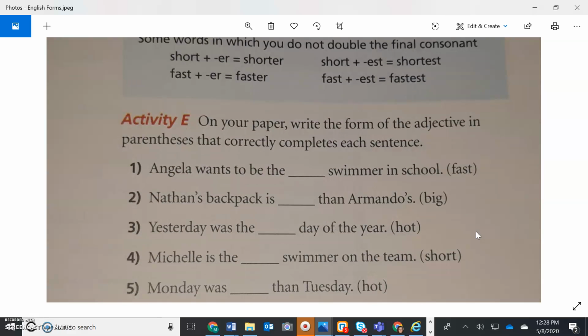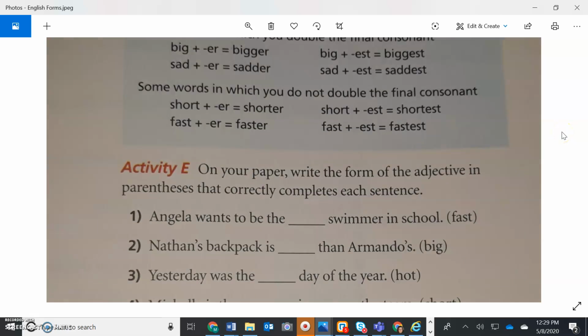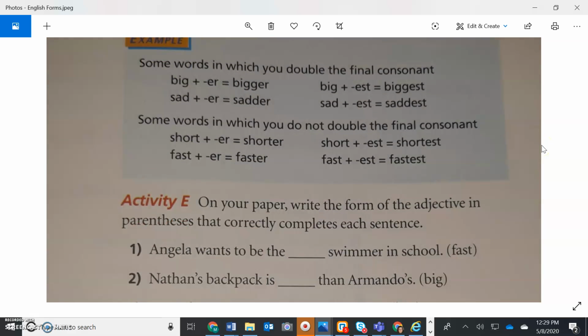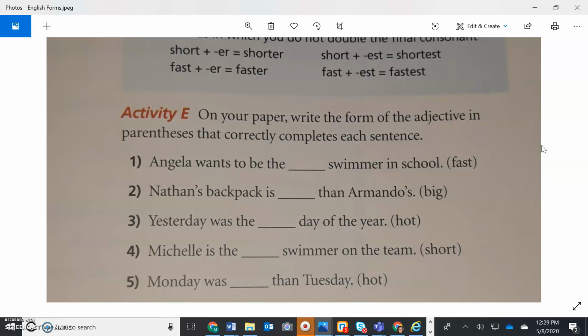So can you please write down number 1 on your paper? And here we are going to do, Angela wants to be the fastest, and it's right here, fastest. So just write down number 1, fastest. Let's look at number 2. Nathan's backpack is bigger than Armando's. So bigger, we saw up here, has B-I-G-G-E-R. For number 2, B-I-G-G-E-R.